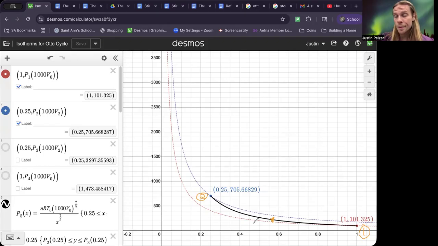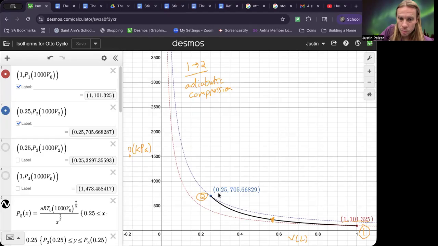By the way, always draw the arrows, always draw your isotherms. We can notice that this is an isotherm here, this is an isotherm here. So from process one to two, it's adiabatic compression. We know it's compression because we started off, this is volume in liters, this is pressure in kilopascals. We started off at atmospheric pressure and 1 liter and compressed it to 0.25 liters.